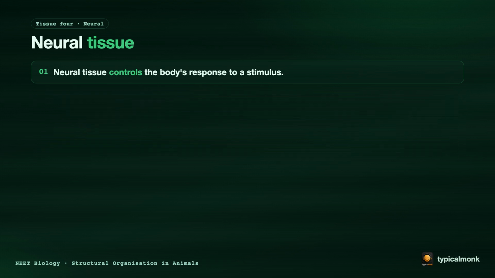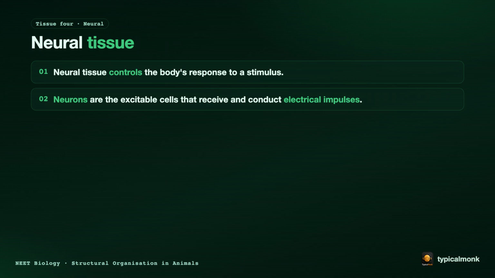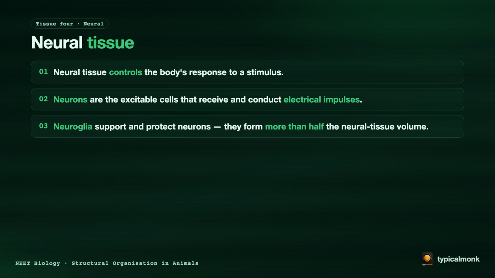Now, the fourth tissue, neural tissue. Neural tissue controls the body's response to a stimulus. Neurons are the excitable cells that receive and conduct electrical impulses. Neuroglia support and protect the neurons, and they make up more than half the volume of neural tissue.